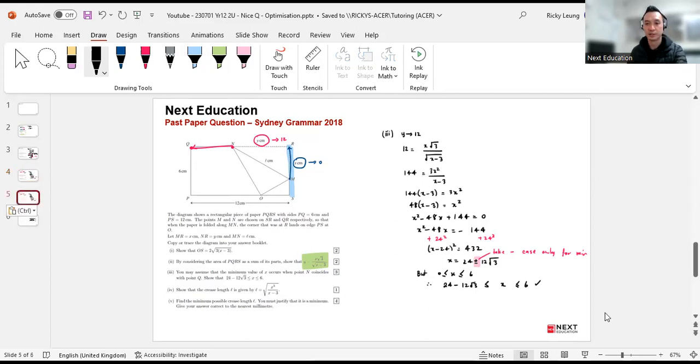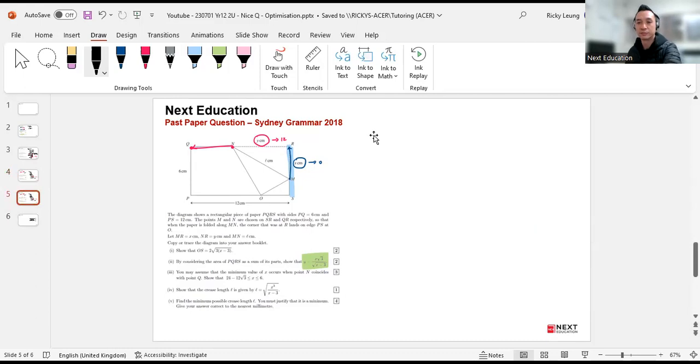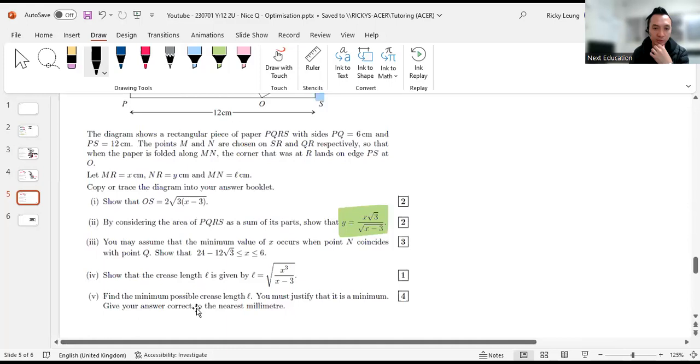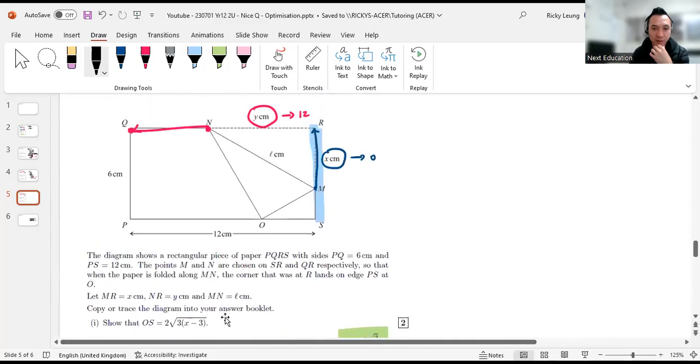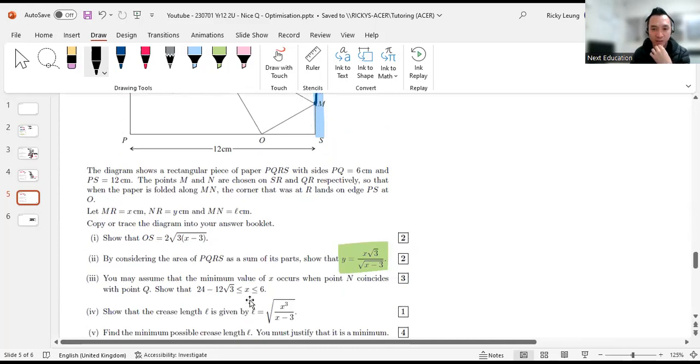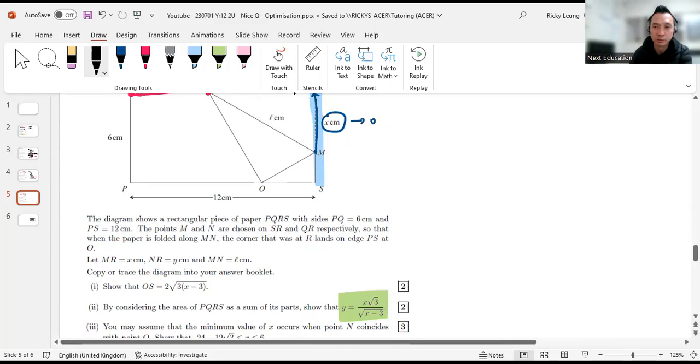Almost there. All right, next question. Let's delete that. Zoom in. It's a 1 marker, hopefully quick. Show that the crease is given by that. Now the crease looks like Pythagoras, right? Is it just Pythagoras? Looks like it, and then I sub y in, I think. Okay, cool. This should be quick.